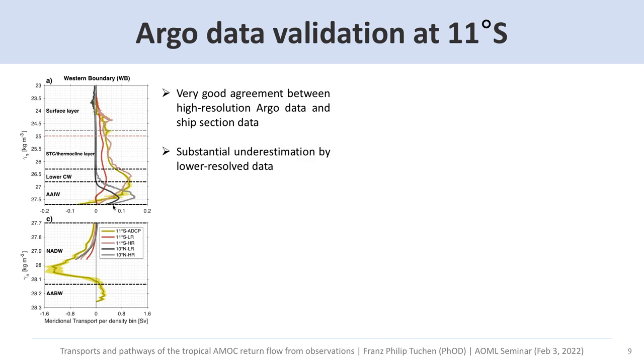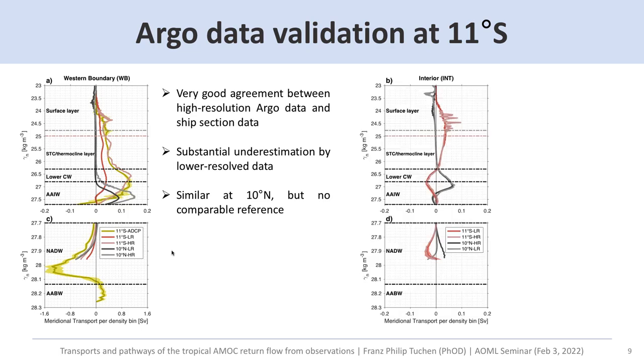At 10 North, it's a bit difficult because we see some underestimation, or at least we can think of it as an underestimation of transport by using low resolution products, but we don't have any comparable reference there. So it's a bit hard to say what's the truth there, but it suggests that there's also an underestimation of transport by low resolution products.